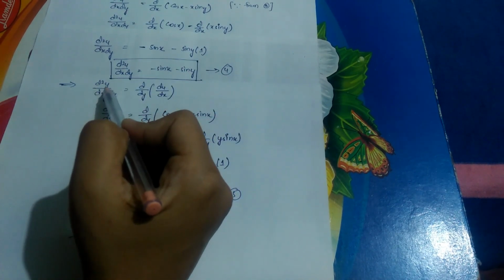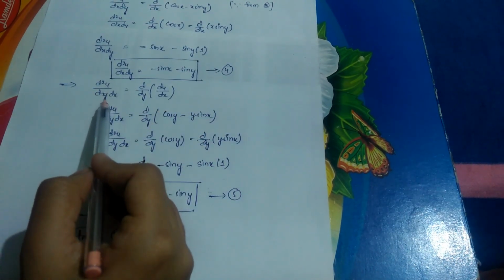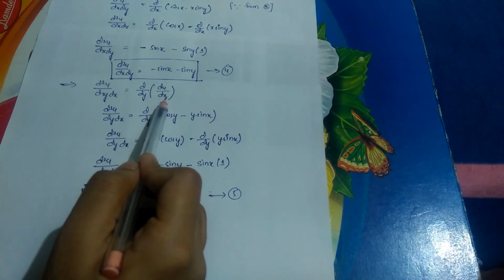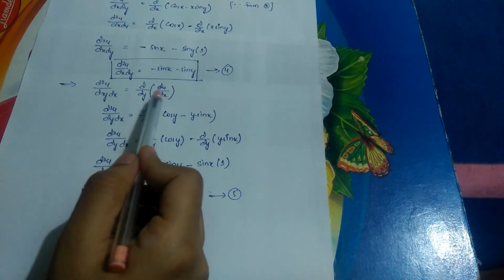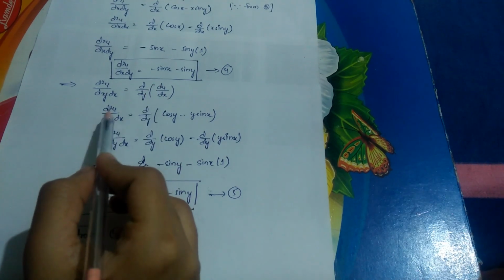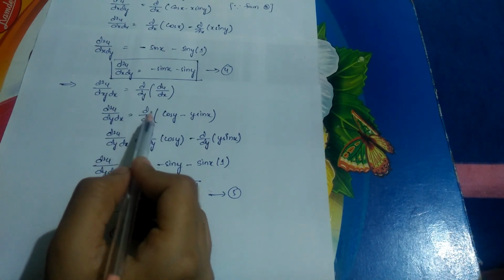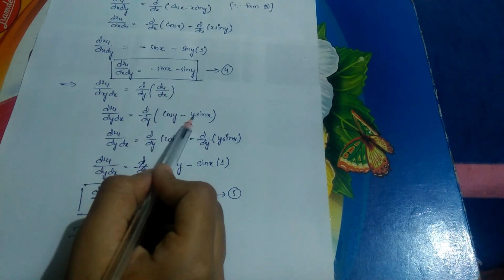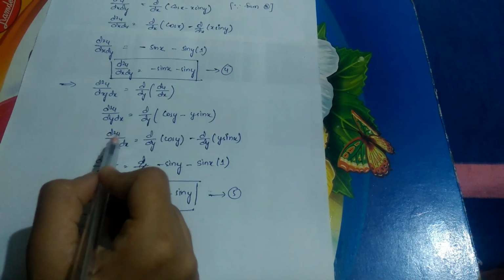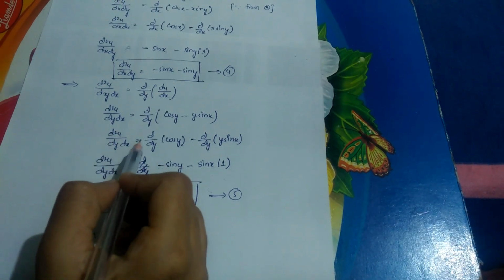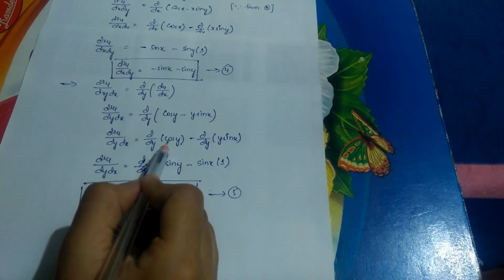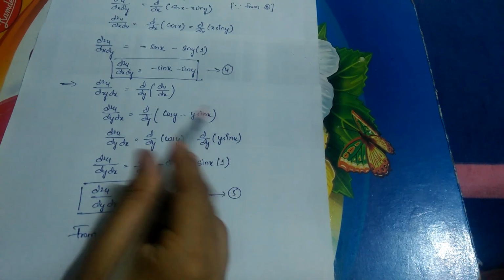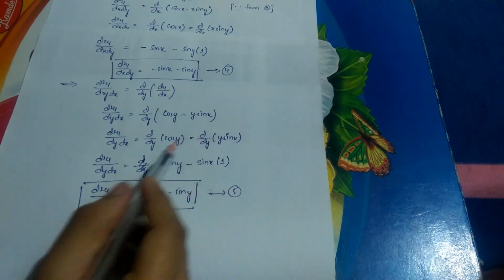Then similarly find ∂²u/∂y∂x, which equals ∂/∂y of ∂u/∂x. ∂u/∂x is differentiated with respect to y. Then ∂²u/∂y∂x is equal to ∂/∂y of ∂u/∂x, which is cos y minus y sin x. Then ∂²u/∂y∂x is equal to ∂/∂y of cos y minus ∂/∂y of y sin x, writing each term separately.